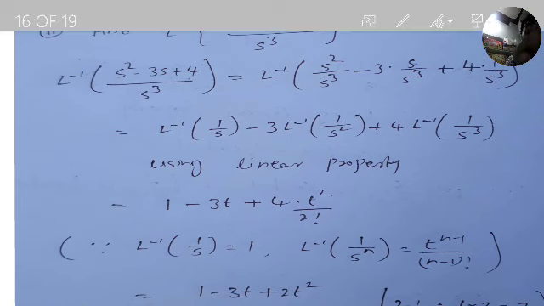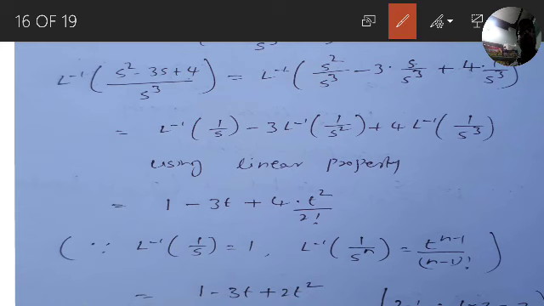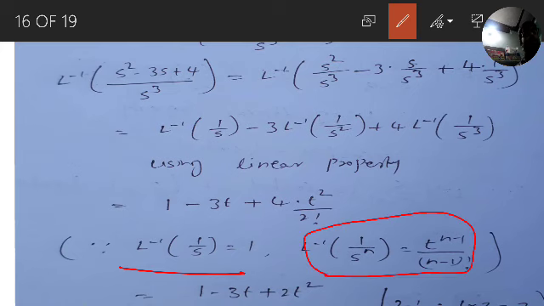Now use of standard formulas. So what are the formulas you are using? L inverse of 1 by s is 1, L inverse of 1 by s power of n is t power of n minus 1 by (n minus 1) factorial. Here is 1 by s square and here is 1 by s cube. Use of these formulas, you will get answer 1 minus 3t plus 4 into t square by 2 factorial. What is 2 factorial? 2 into 1, 2. So what is final answer? 1 minus 3t plus 2t square. That's it.